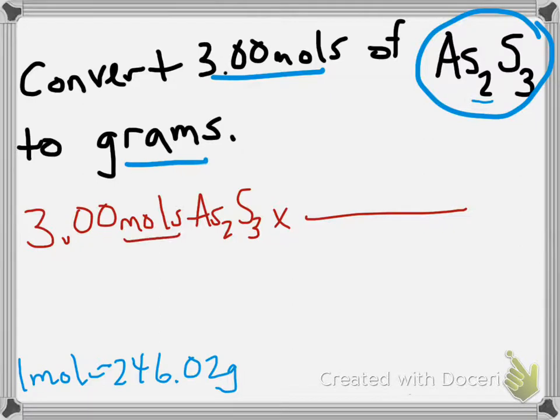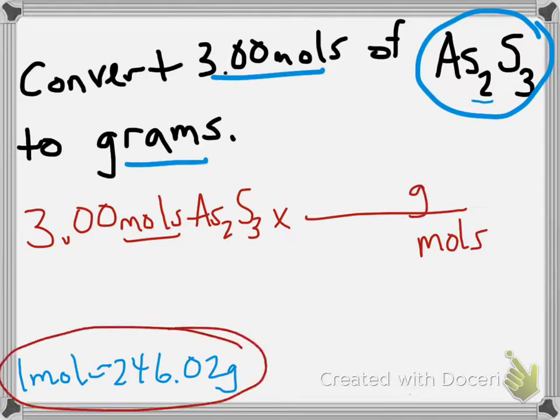So we want to get rid of moles, so moles needs to go on the bottom, and we want to go to grams, so grams go on top. Now we have this equality. We know that 1 mole is 246.02 grams. So 1 mole means 246 grams of arsenic sulfide. These mean the same thing, so if we multiply by our grams per mole, we're really multiplying by 1. We're not changing the value. We're not changing the amount of molecules we'll have. We're just converting it into a different unit.